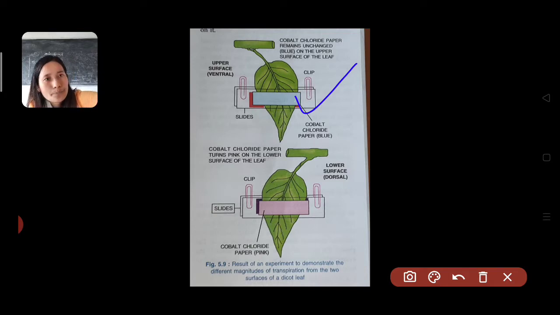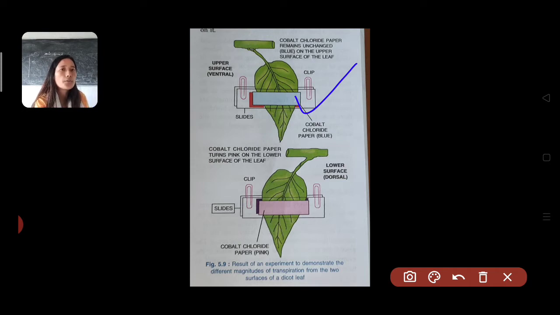So we will take a leaf. We will take two cobalt papers and two slides. On one cobalt paper, along with the slide, we will place it on the upper side, and one cobalt paper along with the slide we will keep on the lower side, and then we will clip it. We will keep this setup for a few hours. In order to let the transpiration occur, we will leave the setup for a few hours in sunlight.